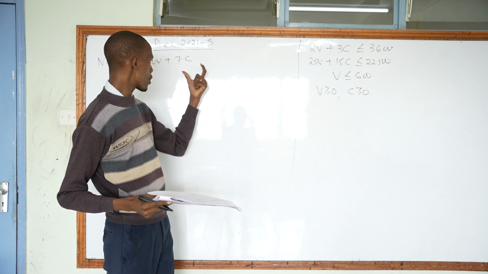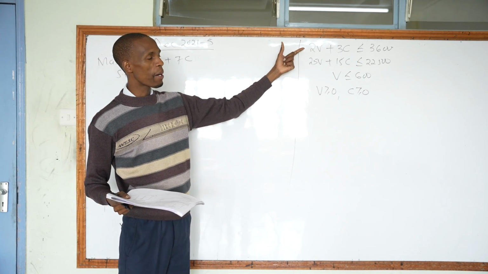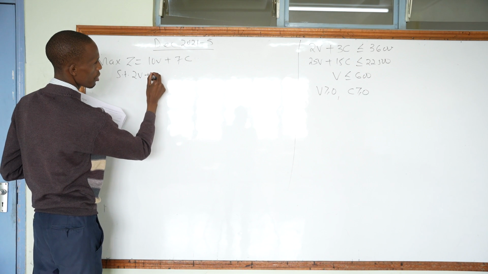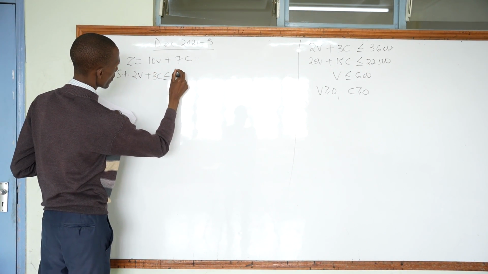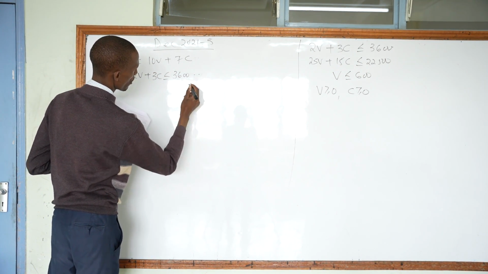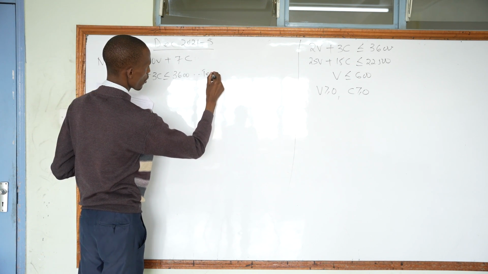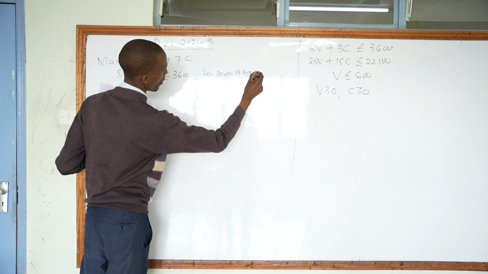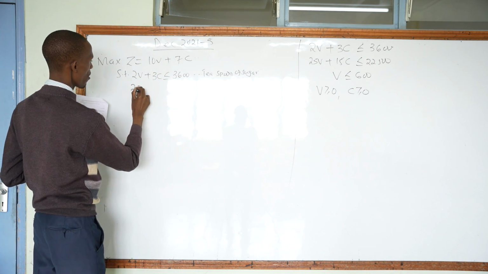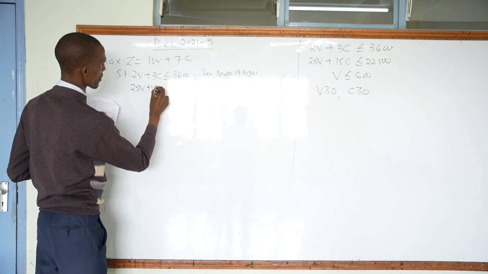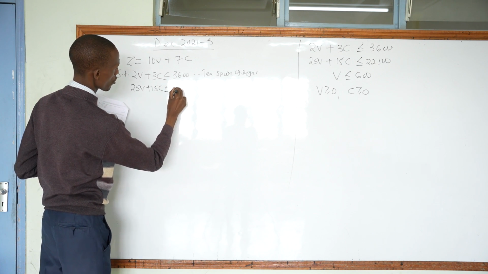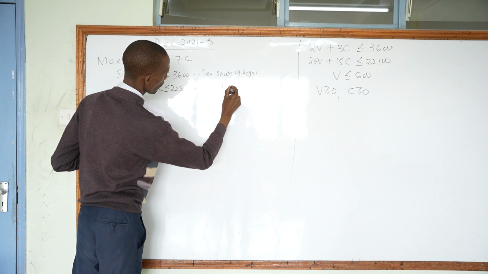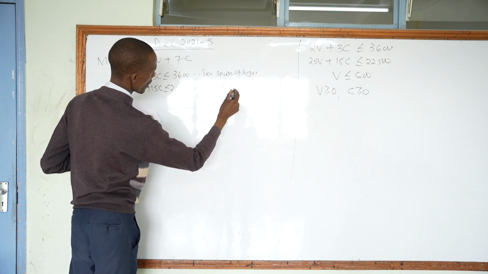In as far as we want to make profit, we are limited by these constraints. One of them is 2V plus 3C less than or equal to 600. This one, we have seen, is teaspoons of sugar. Then we have 25V plus 15C less than or equal to 22,500, the available fruit of water. And then another constraint is V.